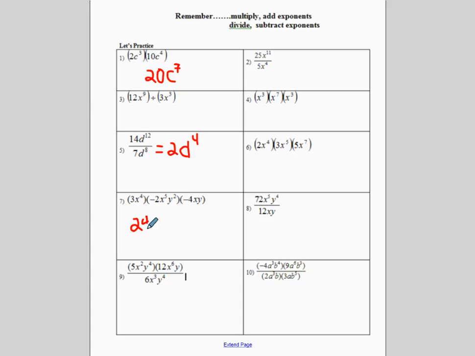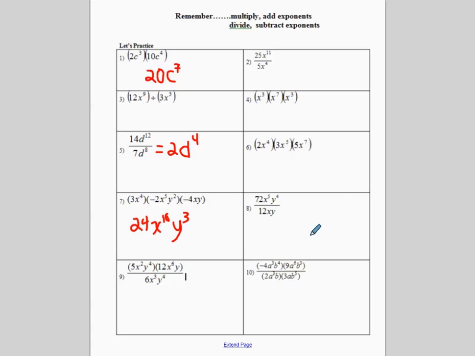Now I have both x's and y's, so I'm going to focus on the x's first. I have x to the fourth, x to the fifth, and then x. So I'm going to go 4 plus 5 plus 1, which is going to get me 10. I have no y's in this one, but I have a y squared and another y, so that's going to get me y to the third power. So my whole answer would be 24x to the 10th y cubed.